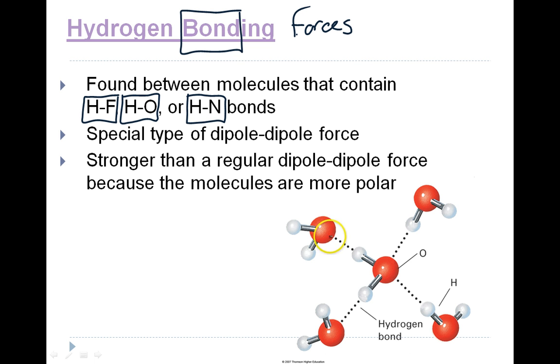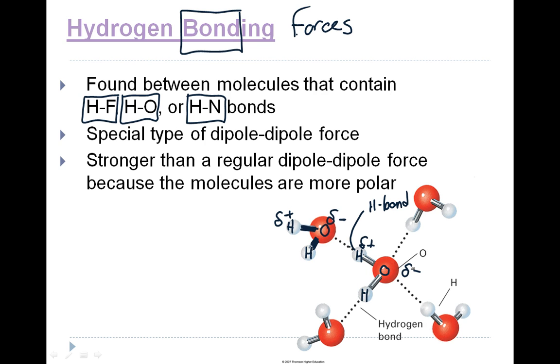So here's an example. We have water, right? Water has an O and an H bond. Actually has two of them. Those bonds are pretty darn polar. So this end ends up being pretty strongly negative, and this end ends up being pretty strongly positive. That will attract a different molecule of water. And here is our hydrogen bonding force. This dotted line is our hydrogen bond. It is between two different water molecules, each of which have a pretty darn polar bond in them.